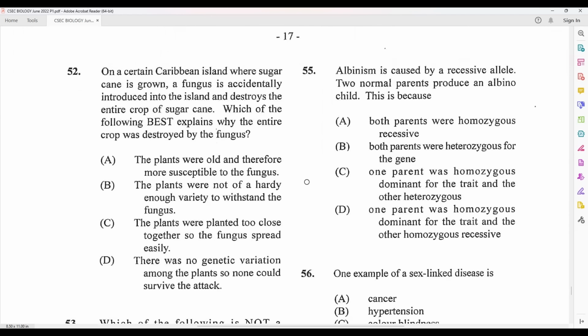On a certain Caribbean island where sugarcane is grown, a fungus is accidentally introduced into the island and destroys the entire crop of sugarcane. Straight away, we could tell that asexual reproduction occurred here. Which of the following best explains why the entire crop was destroyed by fungus? They have no variation. So once one plant got attacked, all were susceptible, which means the best answer is D, no genetic variation.